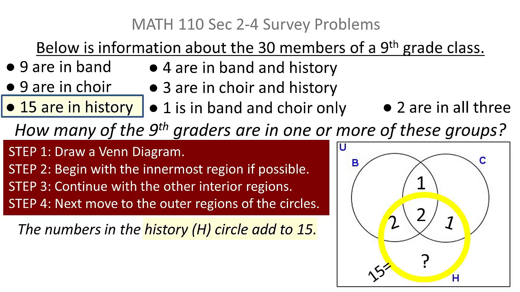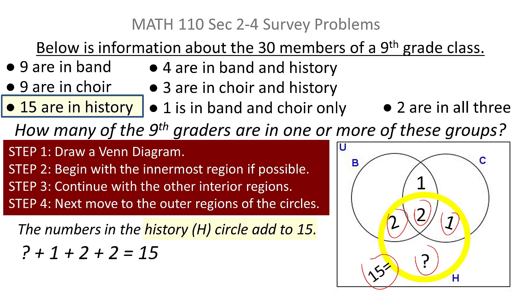It doesn't say taking history only. If it said history only, the 15 would go where the question mark is. Those are the people that are taking history only, but it doesn't say only. It says there are 15 inside the history circle. So this is an addition problem. You want to take each of the numbers inside of the history circle and add them together and make sure it comes out to 15.